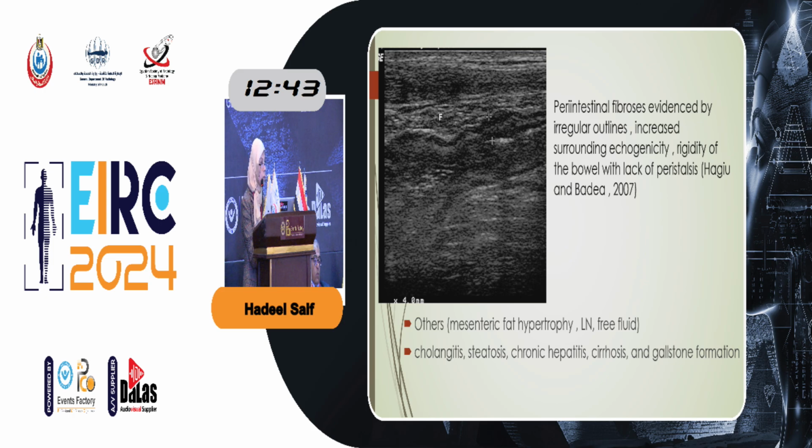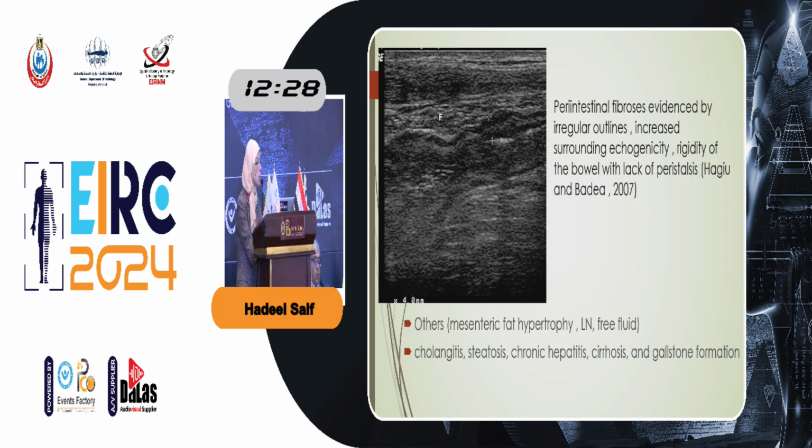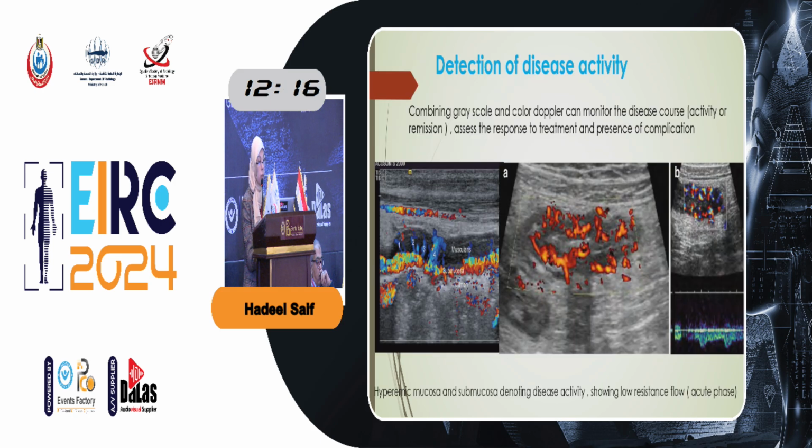Fixed bowel loops, even without dilatation, but with wall thickening, even with preserved stratification, mean that there is also underlying or surrounding fibrosis, which is denoted by abundant hypertrophied mesenteric fat. Other extraintestinal manifestations can also be detected by ultrasound, including cholangitis, steatosis, chronic hepatitis, cirrhosis, and gallstone formation. We can add mesenteric fat hypertrophy, enlarged lymph nodes, and free fluids.